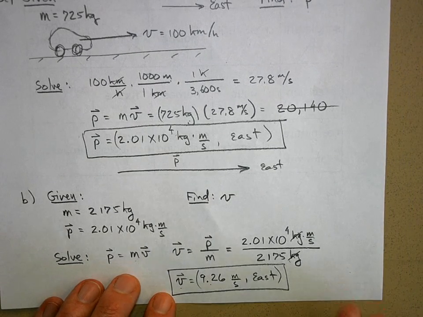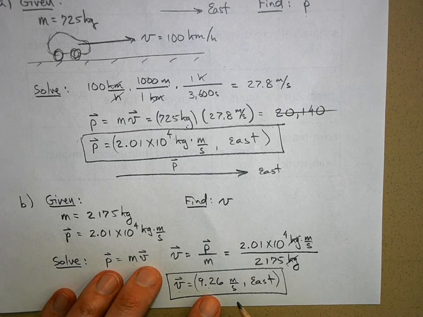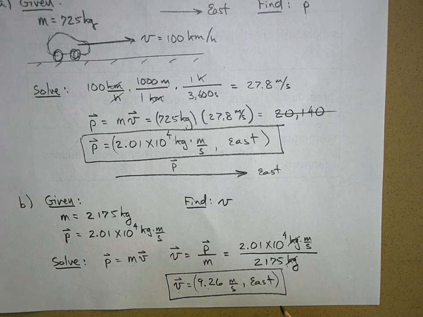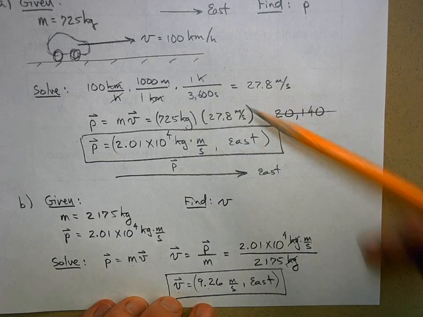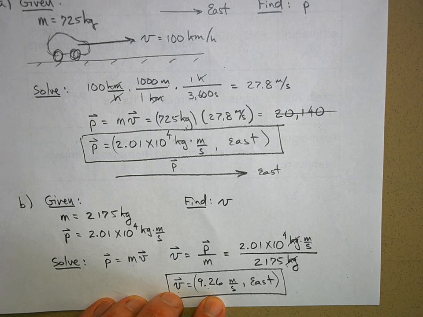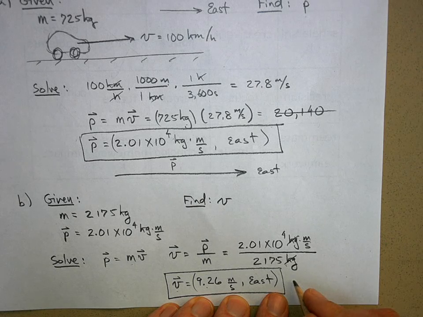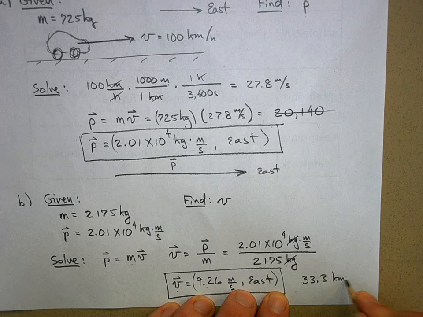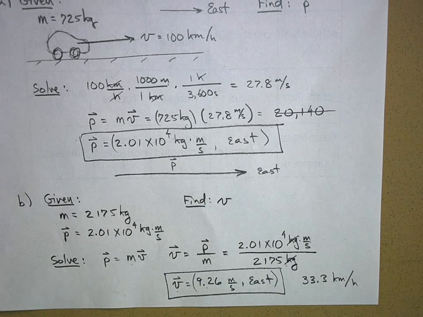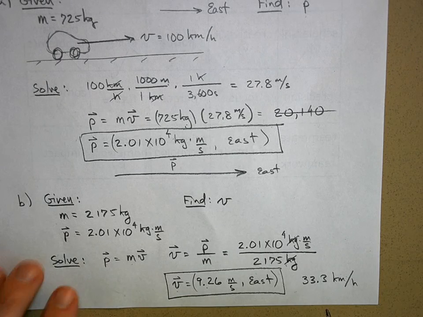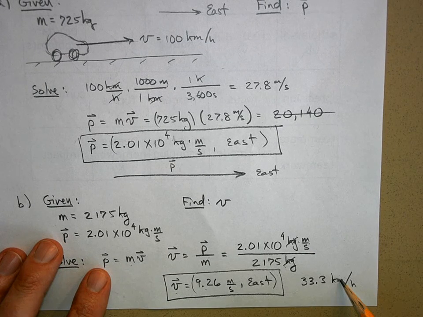Now, if I want it in kilometers per hour, I could just take this and multiply by 3,600 divided by 1,000. This turns out to be about 33.3 kilometers per hour to the east. Now, that's a lot slower, isn't it?